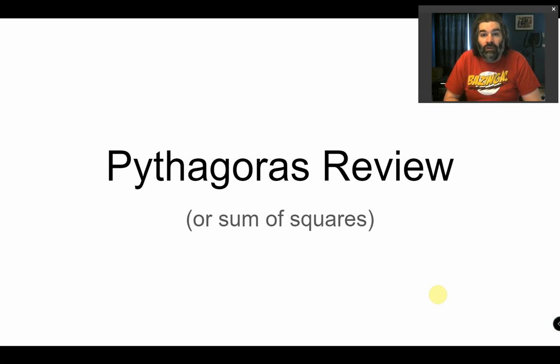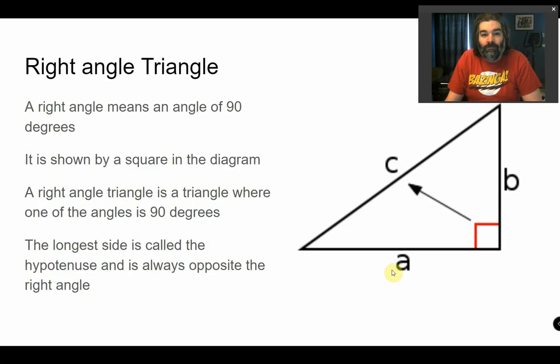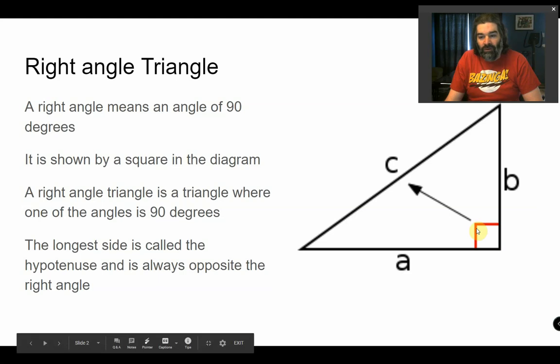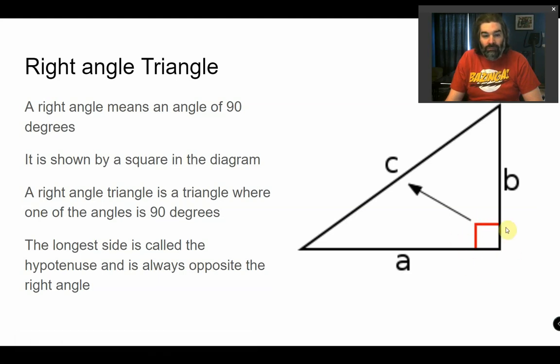This one is for Pythagoras, or as we sometimes call it, sum of squares, because math teachers like messing with you guys by giving the same thing different names. So, it has to do with right angle triangles. This only works for a right angle triangle. So right angle means you've got an angle of 90 degrees. The way we show you that there's an angle of 90 degrees is we put a little square in the diagram on one of the angles. So a right angle triangle is a triangle with a right angle in it.